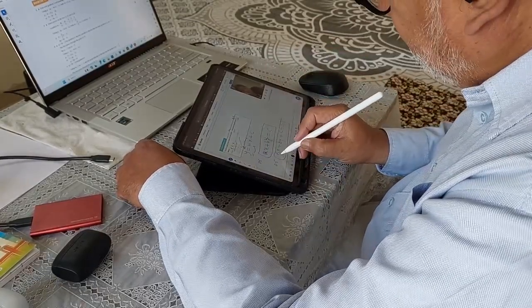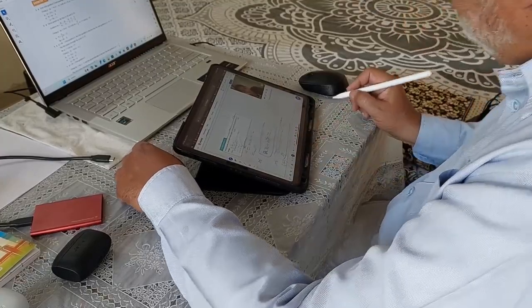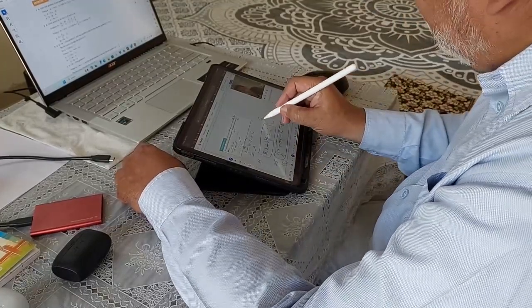Keeping x positive. Okay, in this form, this is called general form.